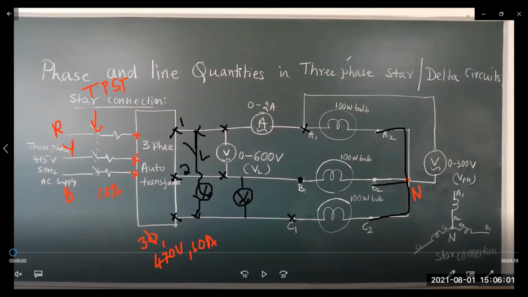So next, I wanted to measure the line voltage. So take any two lines and you have to connect the voltmeter, as shown like this. This voltmeter, let us call it V1 or VL, reads the line voltage.